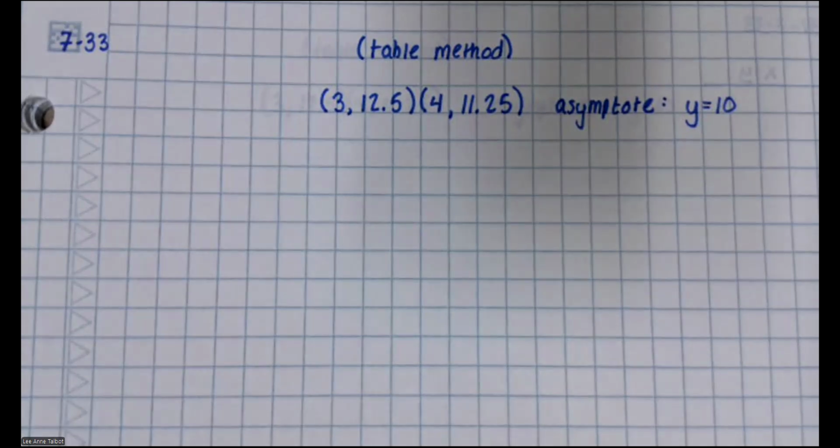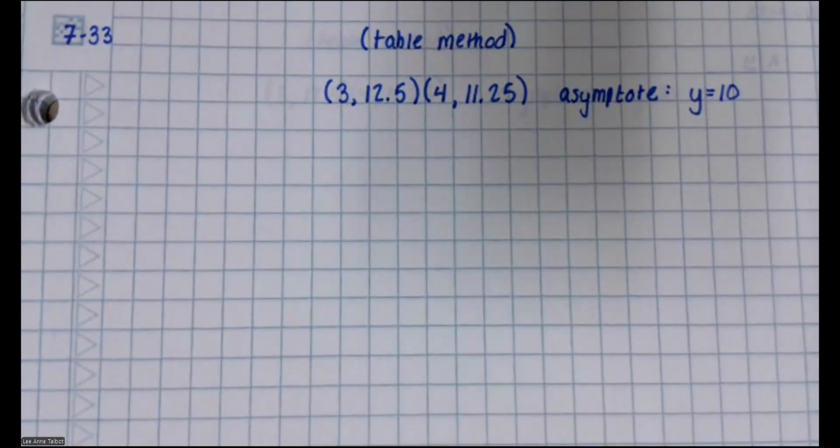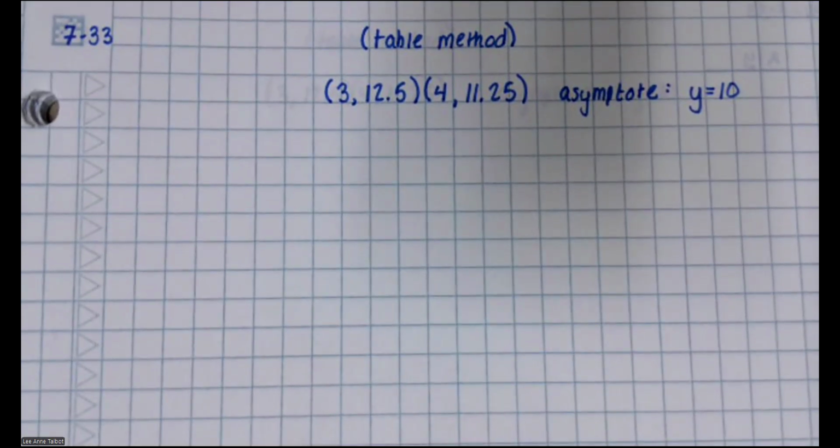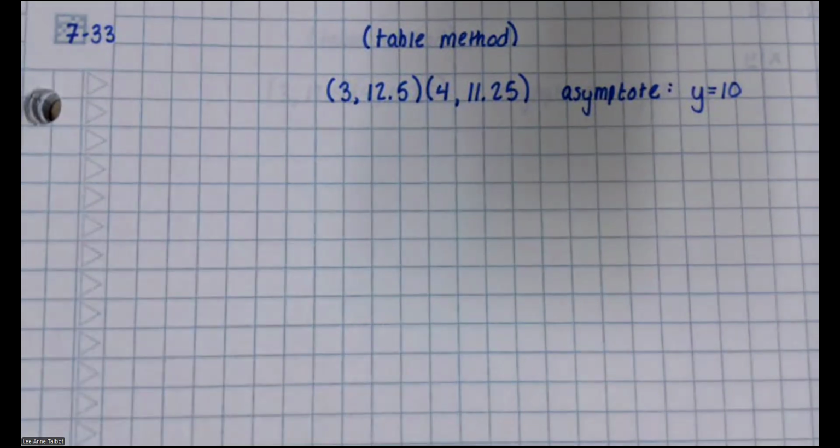I like the table method better personally, but I don't want to sway your opinion. I'll probably do the table method if I have to do them in front of class.